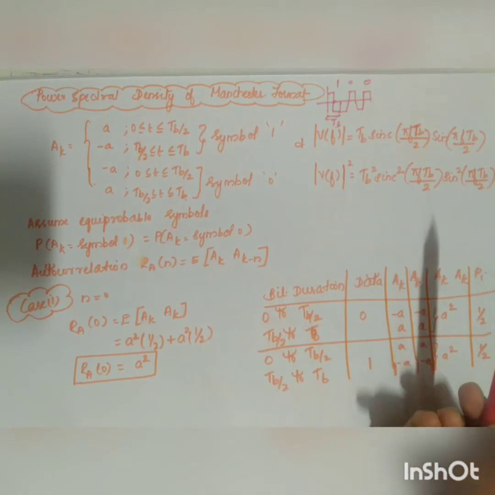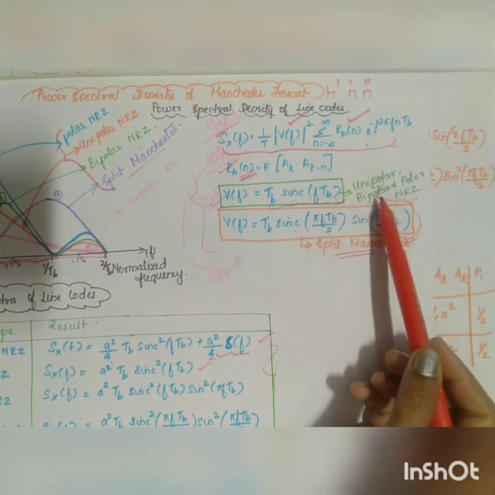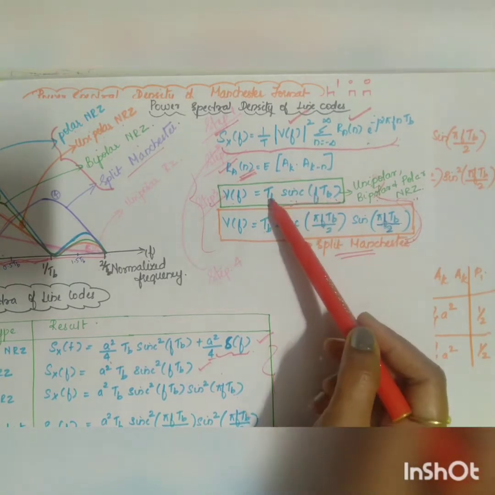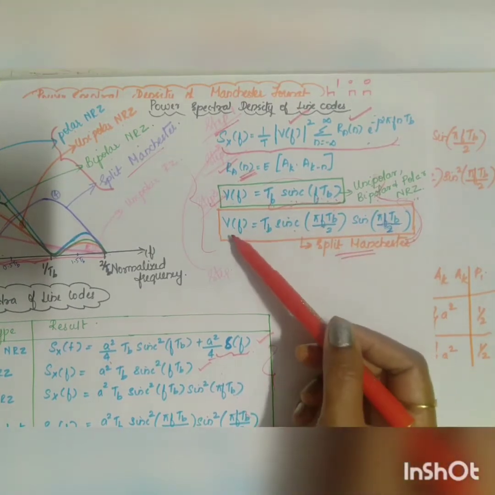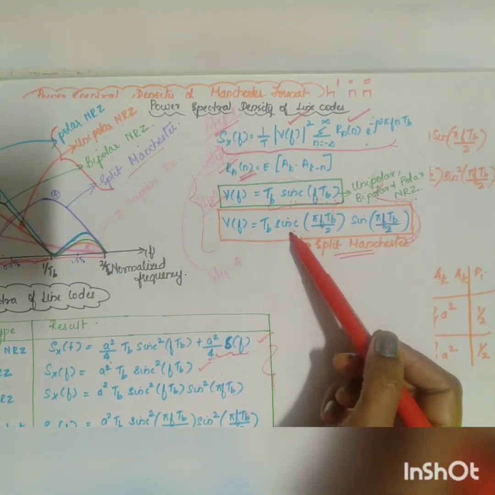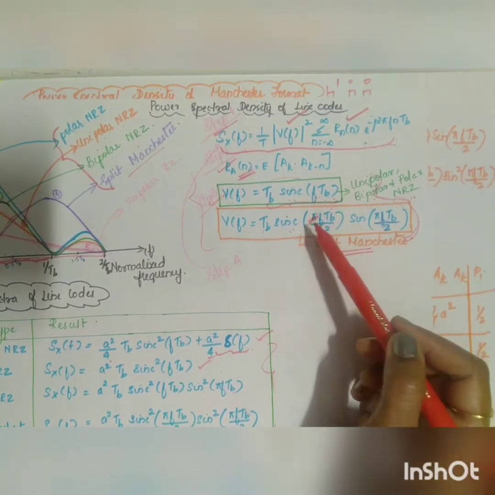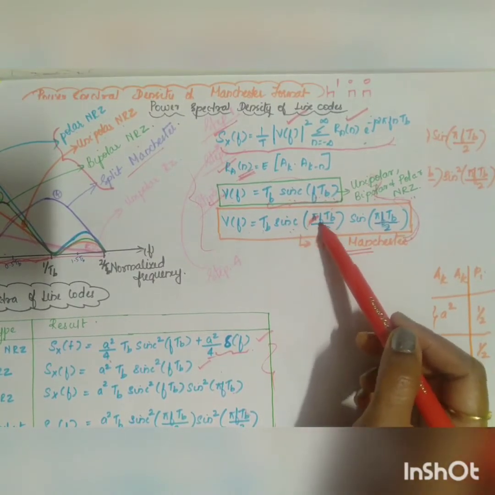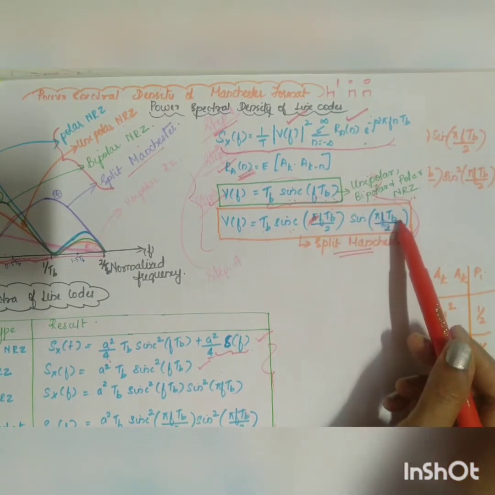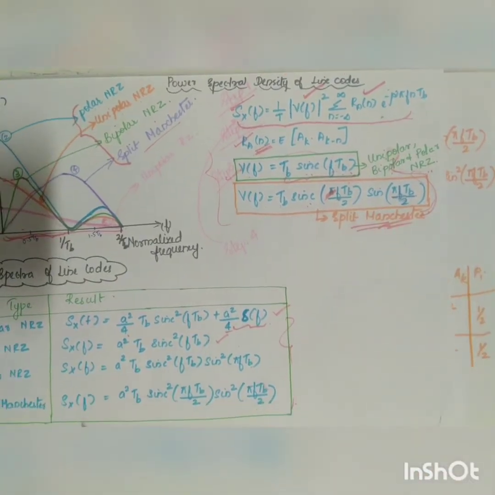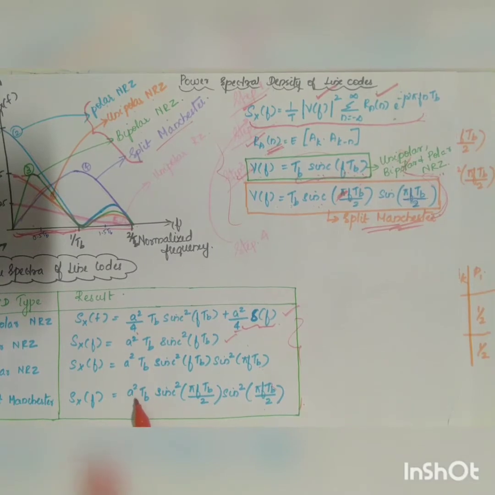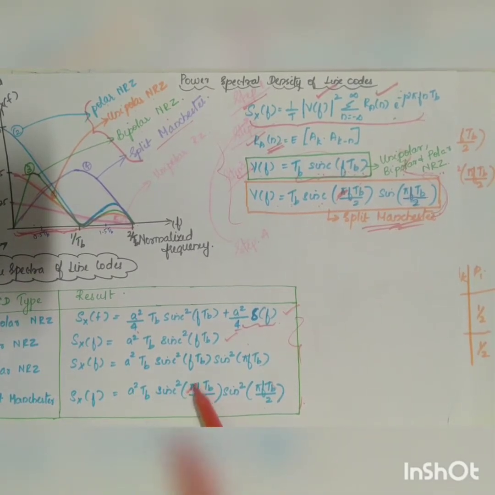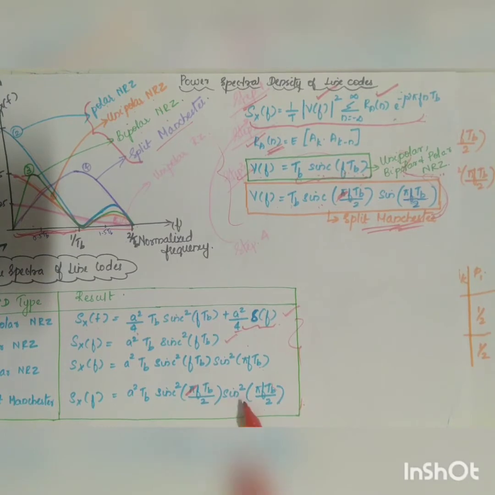And you know that in lecture 8 we have seen that in the case of unipolar, bipolar, polar, you have the same formula, that is TB into sinc FTB, whereas in the case of split Manchester, your formula for V of F is equal to TB into sinc. So here it is not pi FTB, it is sinc FTB by 2 into sine pi FTB by 2. And you have seen the general equation for the power spectral density: S x of f is equal to A square into TB into sinc square, here also it is FTB by 2 into sine square pi FTB by 2. Now you are going to prove this one.